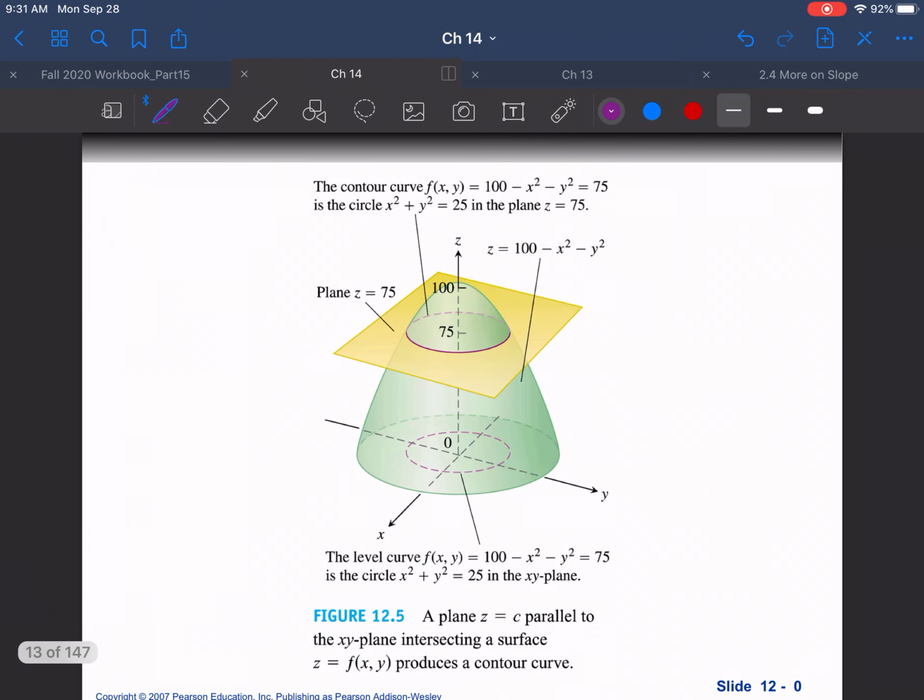Here you can see that picture a little better, probably better than I was drawing it. There's the z equals 75 plane. You can see it intersects and makes this circle right there, and then you drop it straight down. There's your level curve. This is a contour of it right here. For when z equals 75, this is the level curve right here in the xy plane, like the shadow of it, the projection of it all the way down onto there.